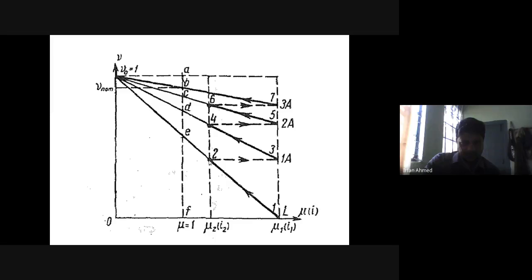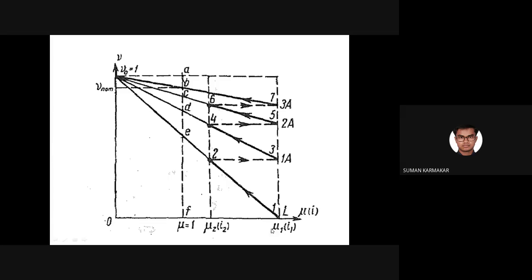If you do not remove the external resistances, what will happen? It will continue moving along this characteristic, and this will be your equilibrium point, where the motor torque becomes equal to the load torque, the stable operating point. Okay, clear? Yes, sir.